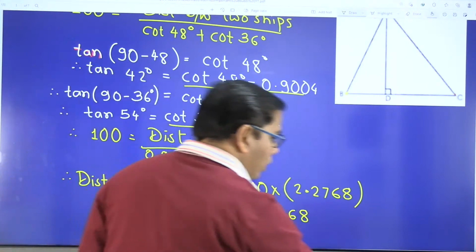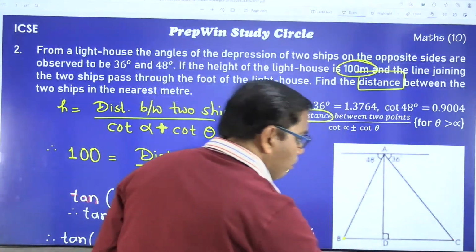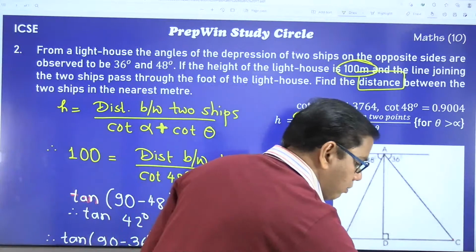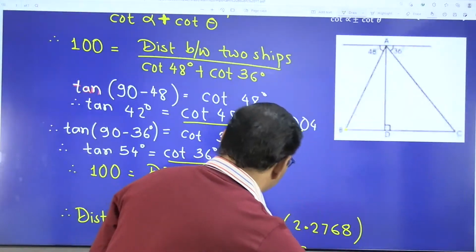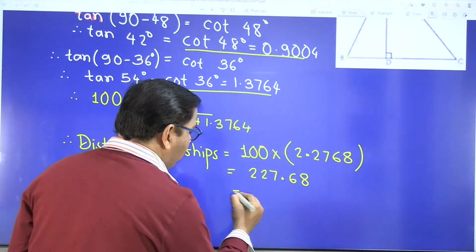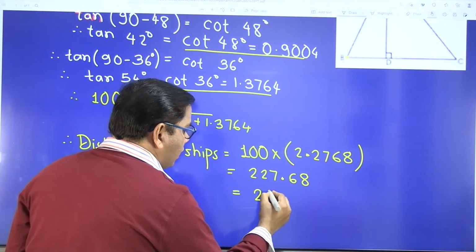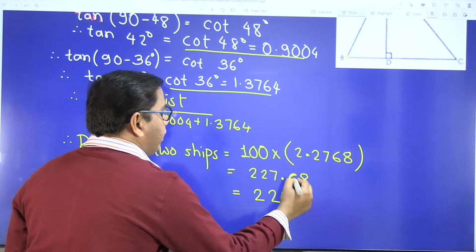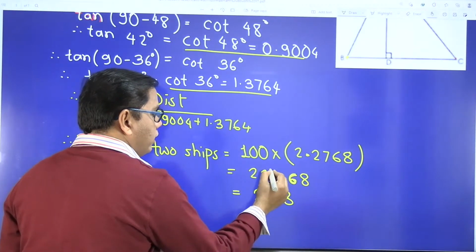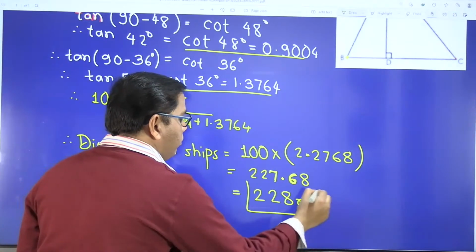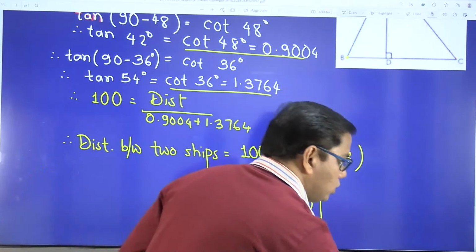And if you read your question carefully, they want the distance between two ships in the nearest meter. So we have to convert it into meter, no decimal point. So this answer will be 228 meter. This 6 is greater than 5, so to this 7 we will add 1. So 228 meters is the distance between two ships.